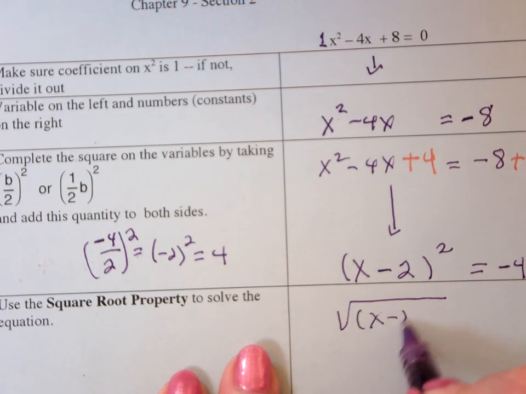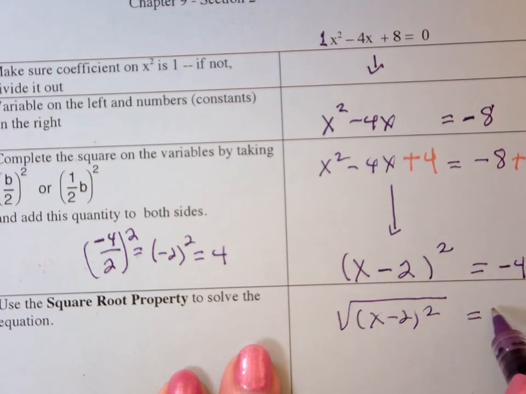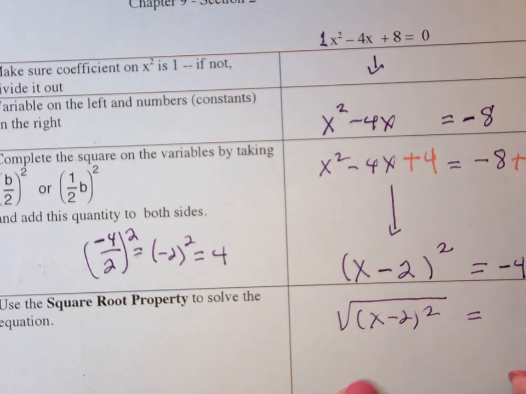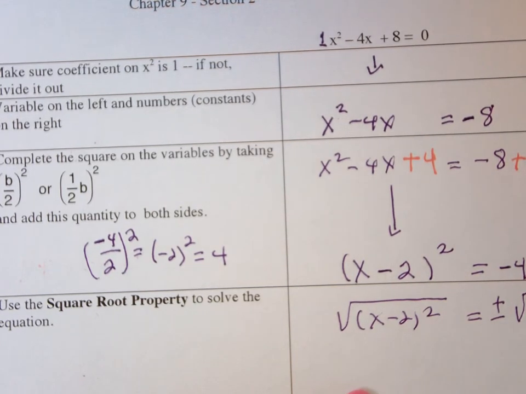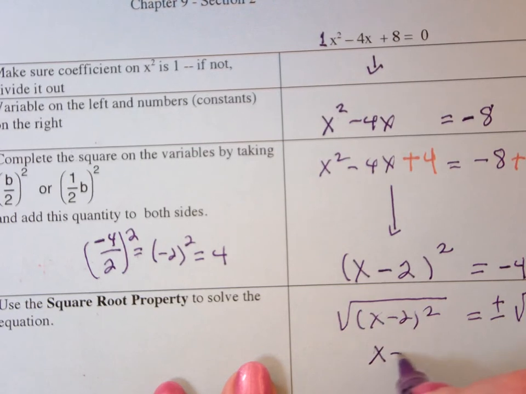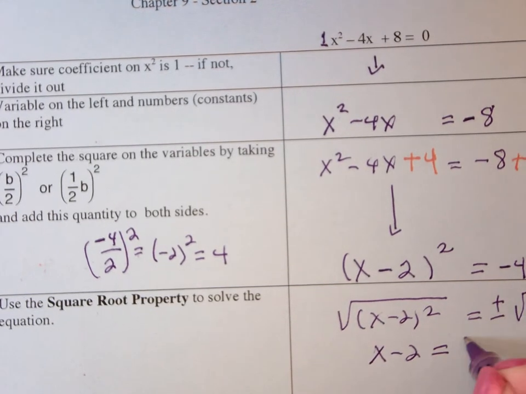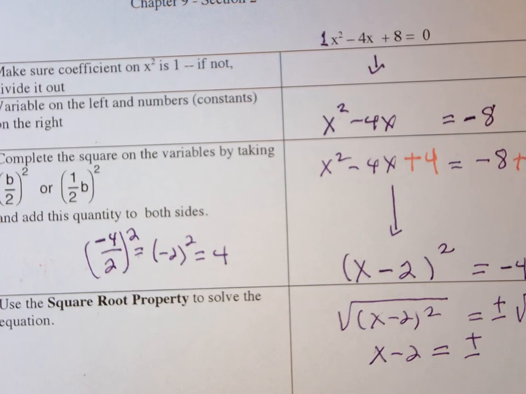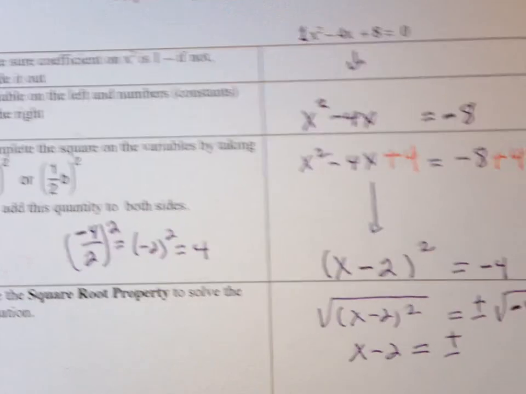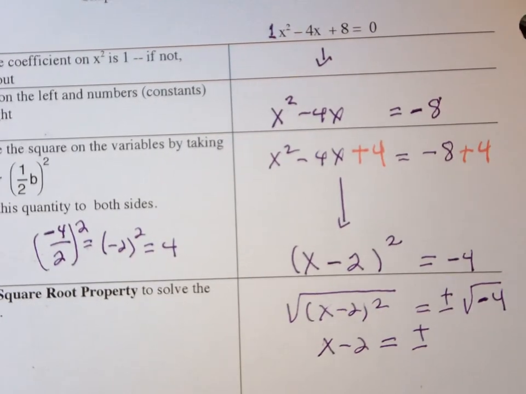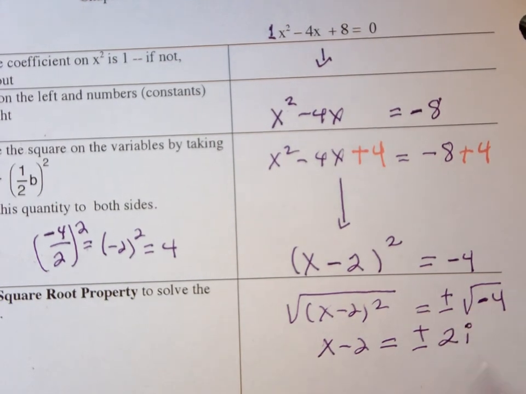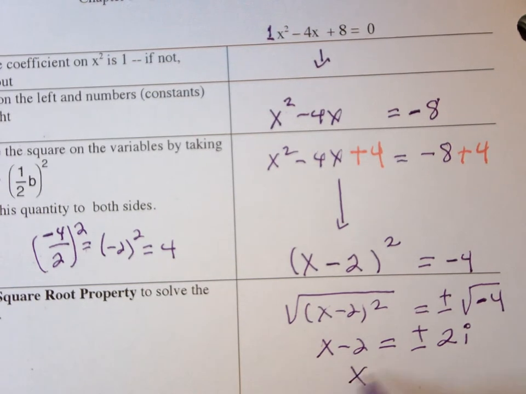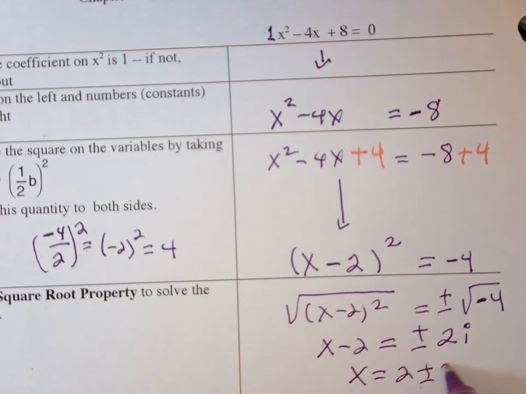Square root of x minus 2 squared equals, oh, plus or minus, what did I forget? I didn't forget anything. Minus 4. Or that x minus 2 equals plus or minus, what's the square root of minus 4? 2 what? 2i. Or x equals 2 plus or minus 2i.